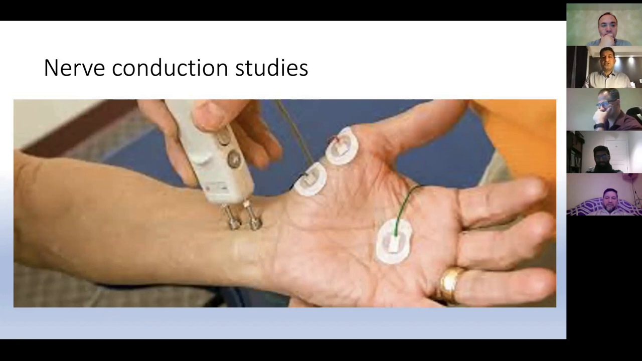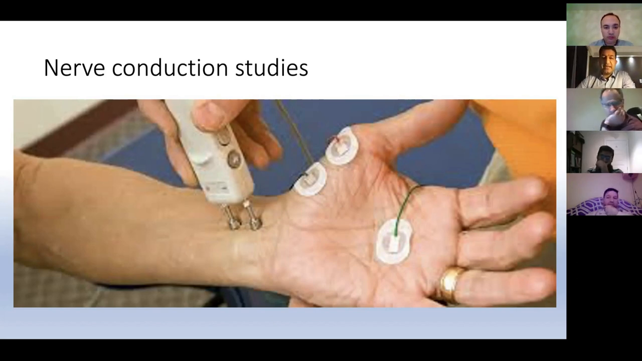So in the case of a sensory nerve, the stimulating electrode will be distal and the recording electrode will be proximal. So it's what we call antidromic impulse transmission. Whereas in the case of a motor nerve, the stimulating electrode is proximal and the recording electrode is distal. So it's called orthodromic stimulation.